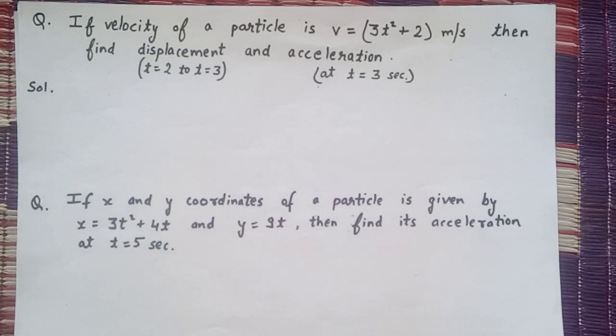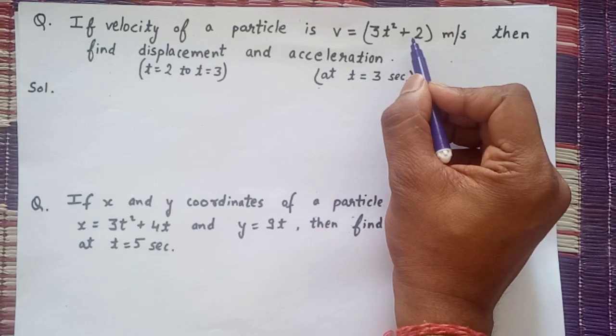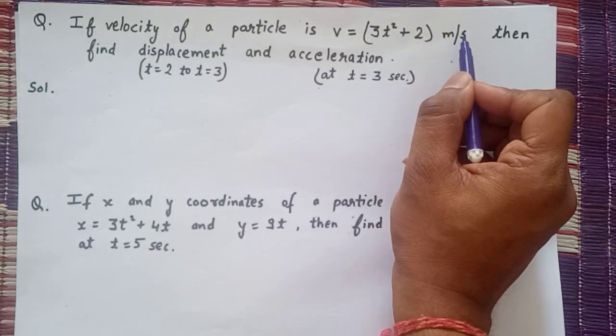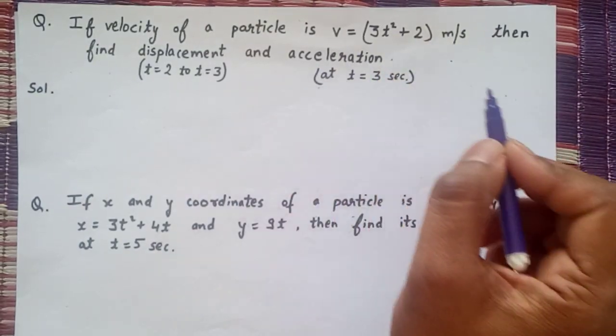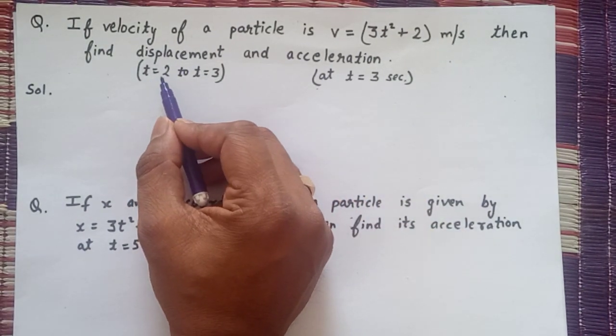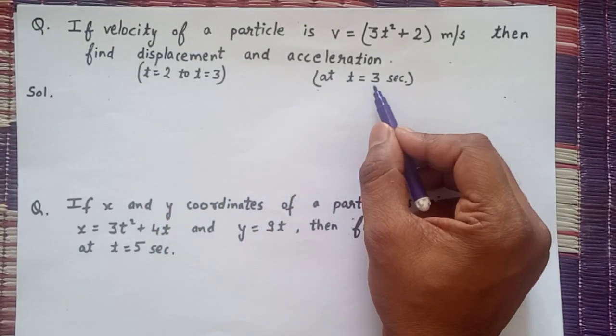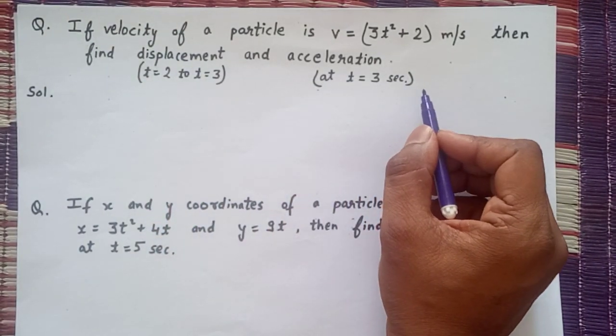In this video, we will solve some solved examples or some questions of chapter number 3 of NCERT, that is motion in a straight line, or I can say motion in one dimension. So our first question is, if velocity of a particle is v equals 3t square plus 2 in meter per second, then find the displacement and the acceleration. We have to find the displacement between time t equals 2 second to time t equals 3 second, and we have to find the acceleration at time t equals 3 second.